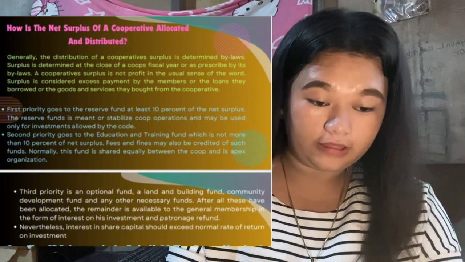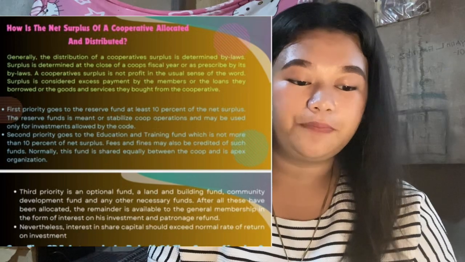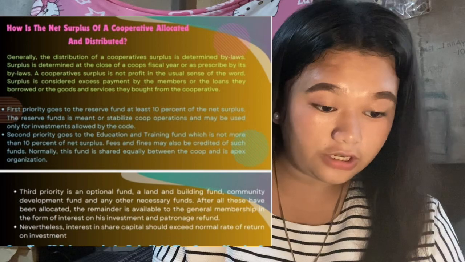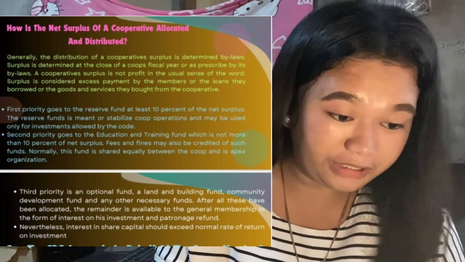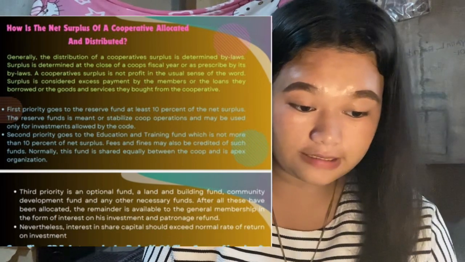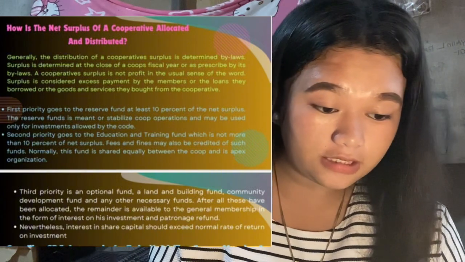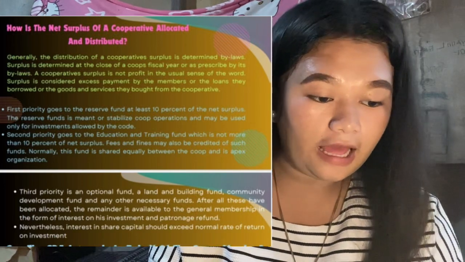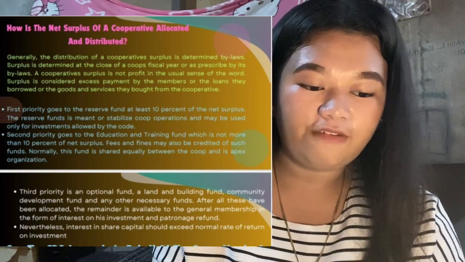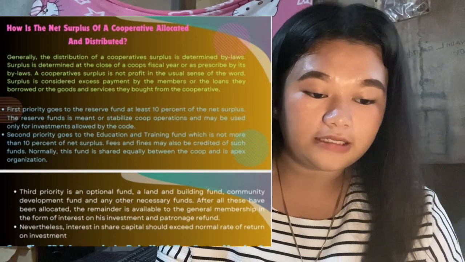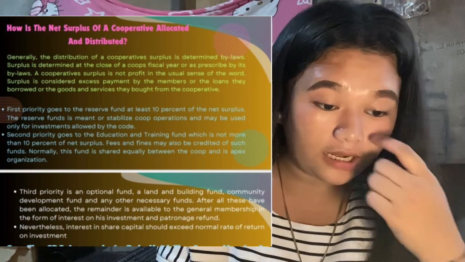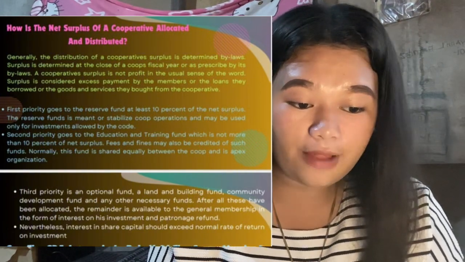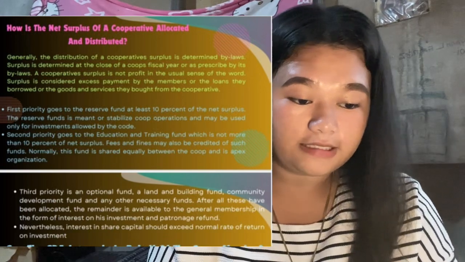Firstly, priority goes to the reserve fund, at least 10% of the net surplus. The reserve fund is meant to stabilize co-op operation and may be used only for investments allowed by the code. Second, priority goes to the education and training fund, which is not more than 10% of net surplus.